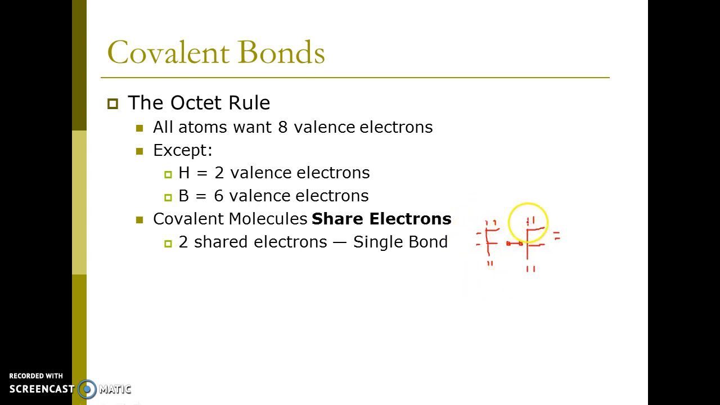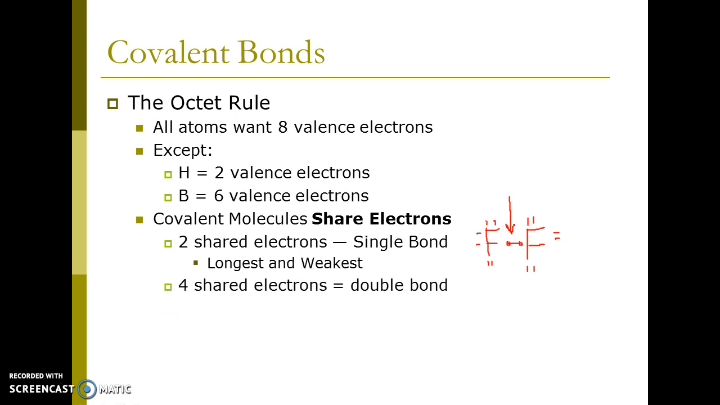This fluorine also has 8 valence electrons now because it's sharing. It has 1, 2, 3, 4, 5, 6, 7, 8 valence electrons. This bond right here is the single bond. It is the longest in length, and it will also be the weakest type of bond.